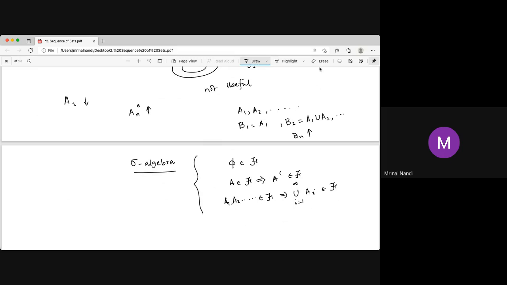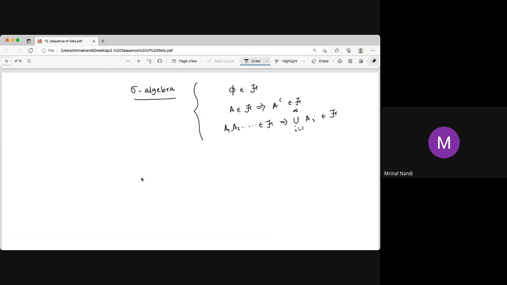Now what is the least such sigma algebra? The smallest sigma algebra, on omega, the whole universal set, is just a collection of two sets only. You have to take phi and its complement. And what is the largest? The largest sigma algebra is the power set.